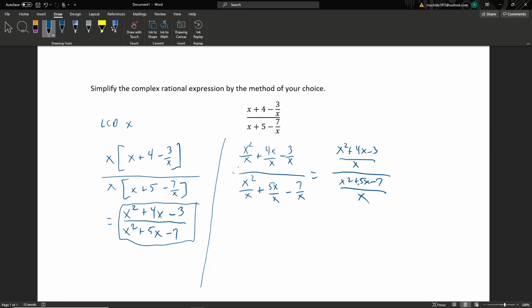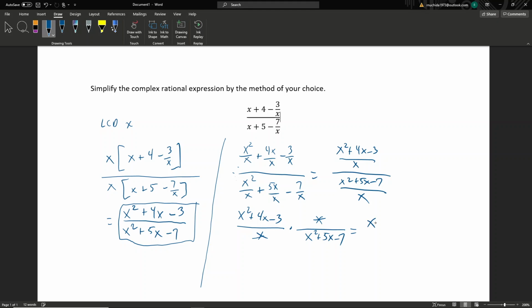Now we have one fraction divided by another fraction, which is the same thing as the numerator times the reciprocal of the denominator. So we'd have x squared plus 4x minus 3 all over x times the reciprocal of the denominator, so that'd be x over x squared plus 5x minus 7. Now multiplying these two expressions together, we first see if they have anything we could cancel in the numerator of one and the denominator of another. So we could cancel these x's.